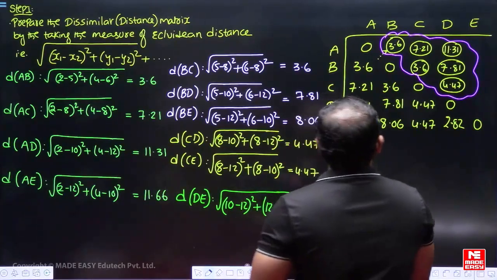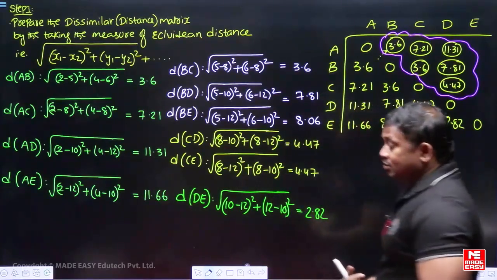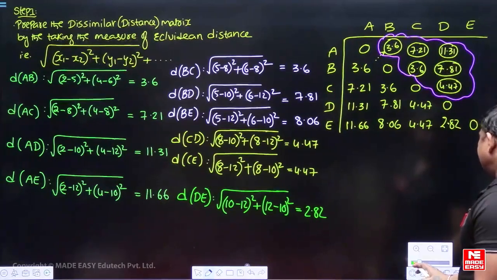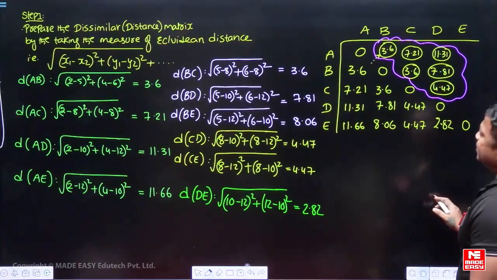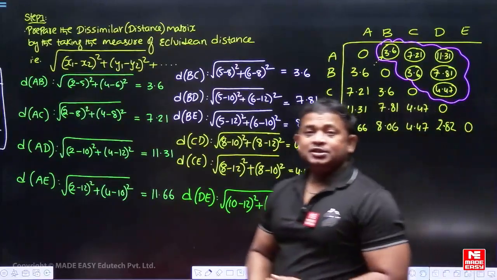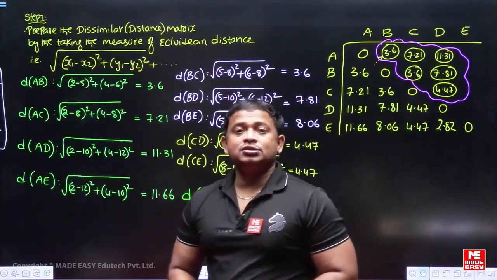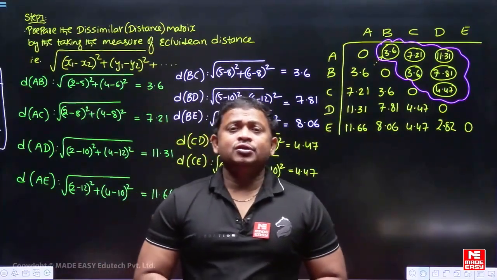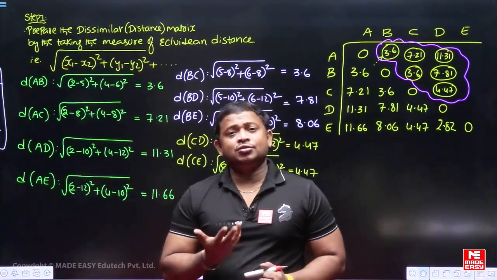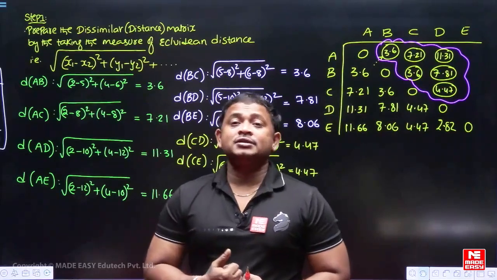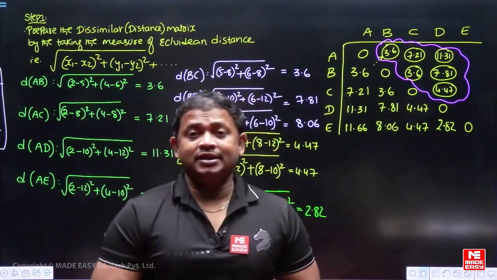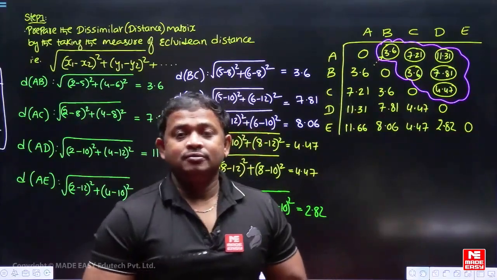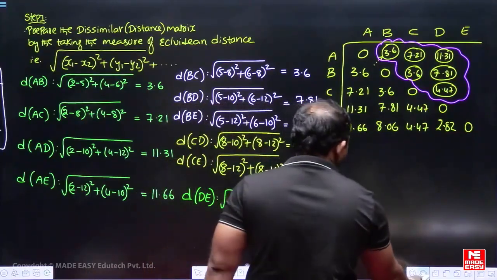By using this dissimilarity matrix, we are going to arrange the data in ascending order. In the paper, hopefully, we are just predicting the questions, because this is the first time this paper is newly added in GATE. So in the paper they may ask a question to generate the dissimilarity matrix based on the given input data set. So this may be one question, the dissimilarity matrix.